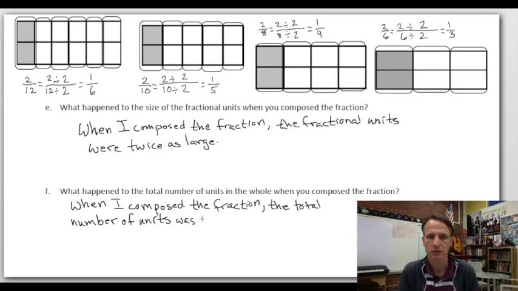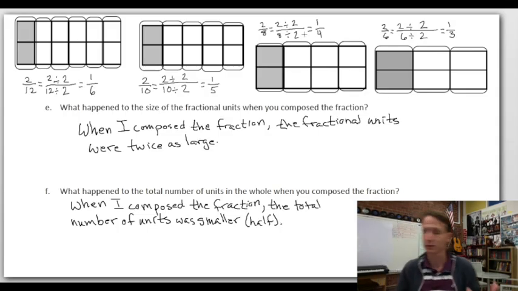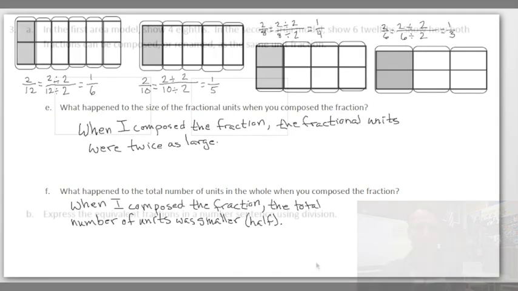was smaller, right? So we started with 12 here, we went down to 6. We started with 10, we went down to 5. Started with 8, we went down to 4. We went from 6 to 3, and this one was smaller. And maybe we could even add in parentheses here, half in this case. Very good, and that's it for E and F. Let's cruise in here. Let's move on.